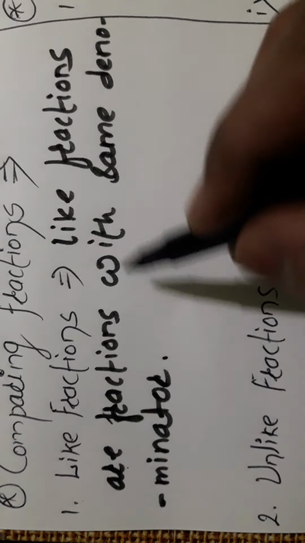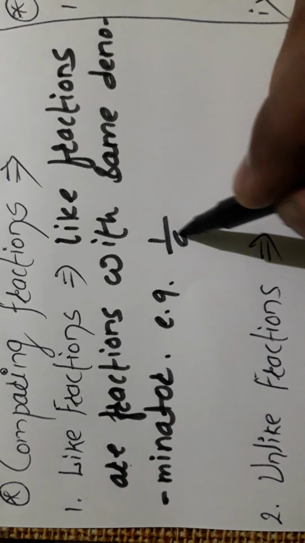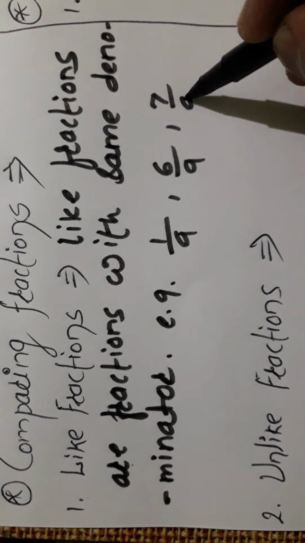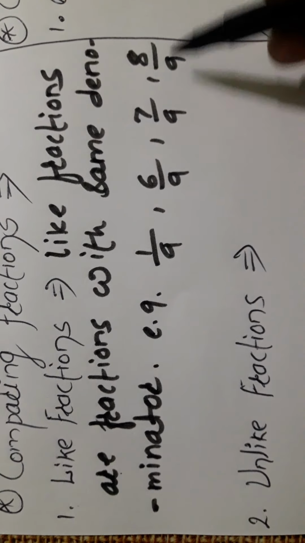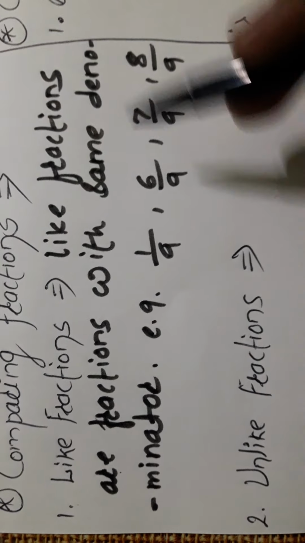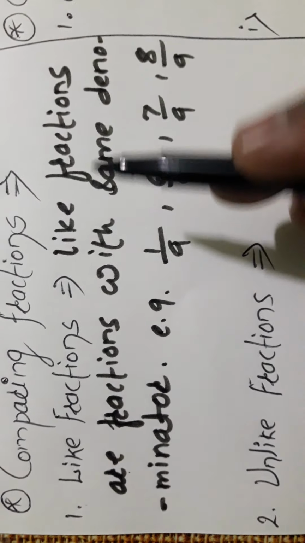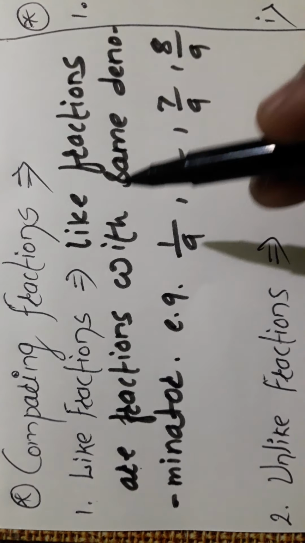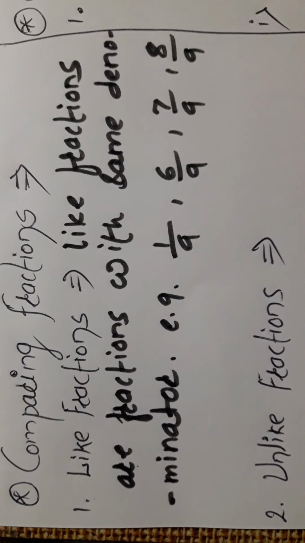For example, suppose 1 by 9, 6 by 9, 7 by 9, 8 by 9. See here, the denominator of all those fractions is 9. So we can say the written fractions are like fractions. Do you understand what I am saying? Like fractions are fractions having the same denominator, and those fractions are known as like fractions.